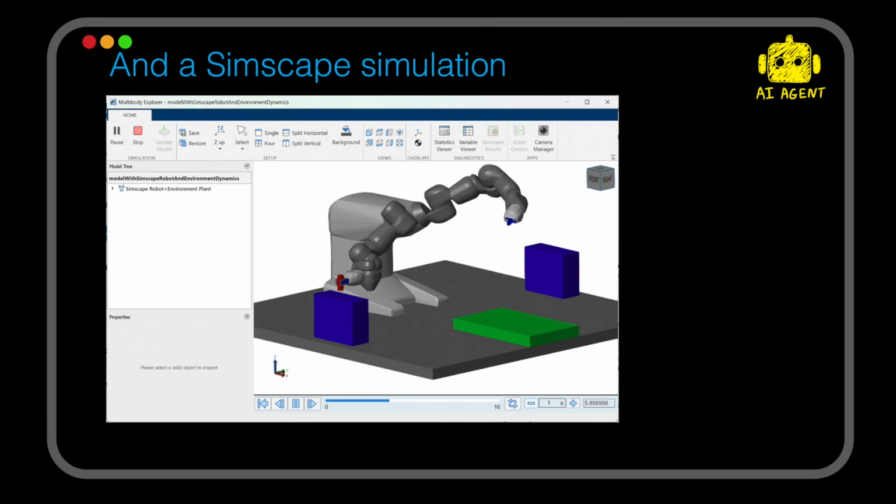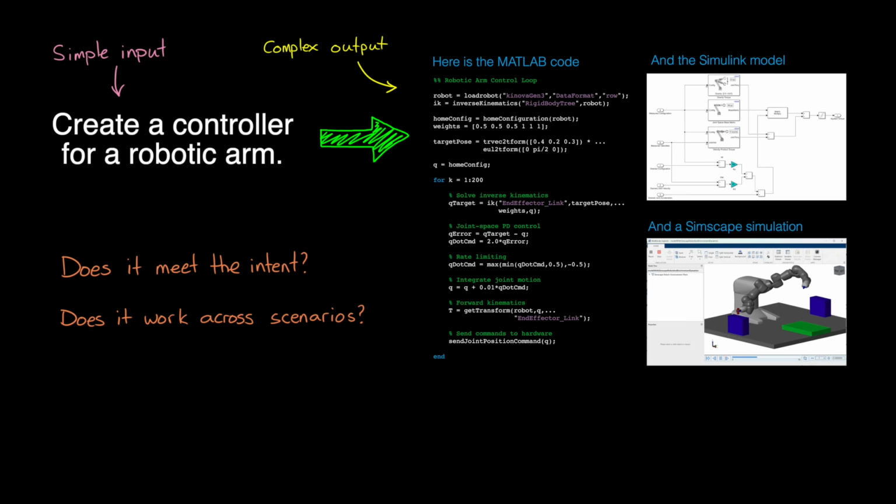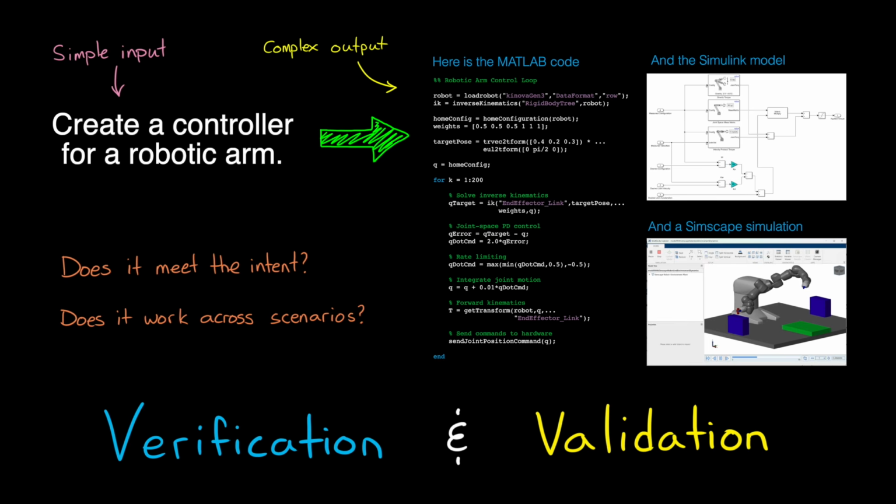But when you give an AI a simple prompt and it produces something large and complex, it had to make decisions along the way. The prompt simply doesn't contain enough information to fully specify every detail of the result. Some of those details had to be inferred. So now it's even more important to ask the same questions we always ask. Does it actually meet the intent? And, even if it works in the scenarios we've tried, does it work across all of the scenarios we care about? And that is where verification and validation come in.